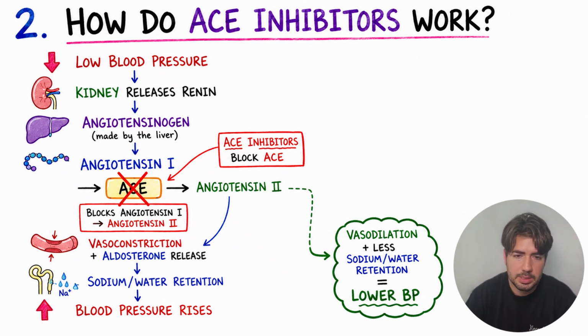That means less angiotensin 2 is going to be produced. Now the blood vessels are going to be more relaxed. There's going to be less sodium and water retained, and of course with that you're going to be lowering the blood pressure. So the simplest way to remember the mechanism is ACE inhibitors block angiotensin 1 from becoming angiotensin 2.